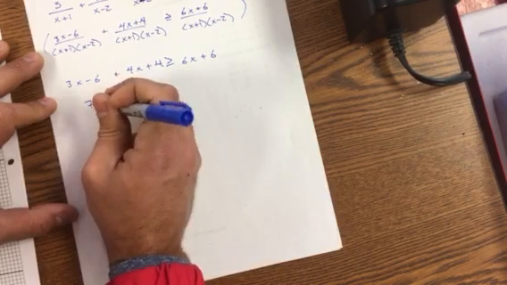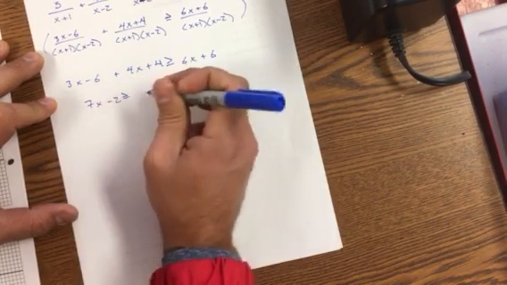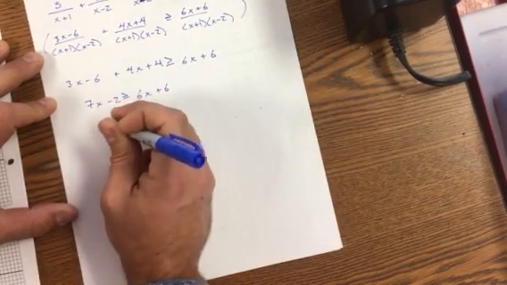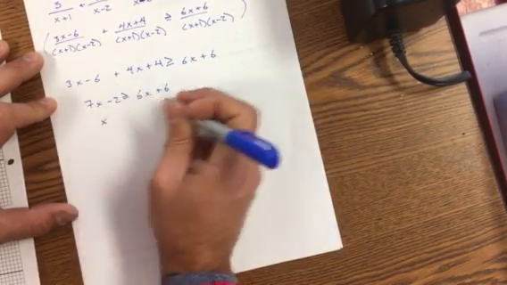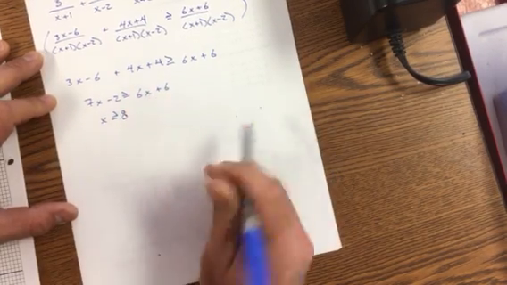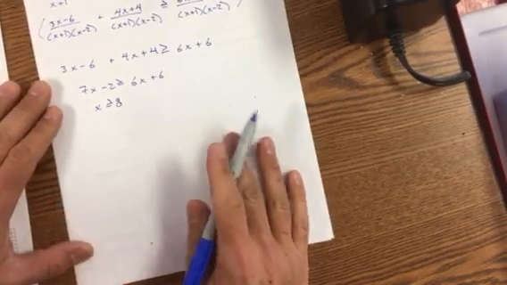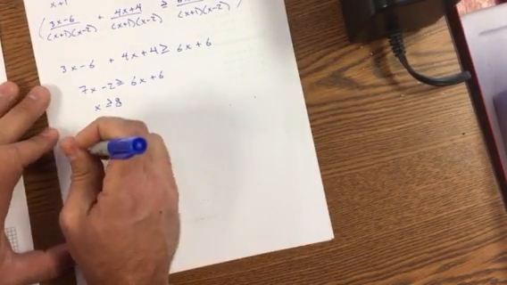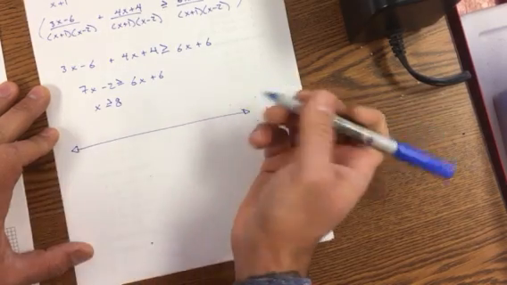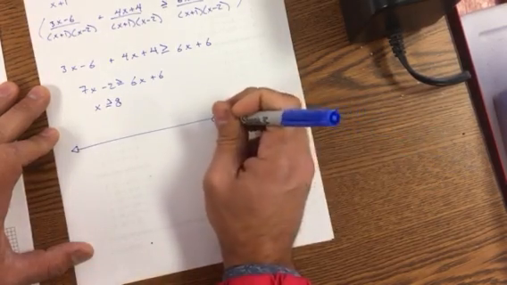I'm going to combine like terms. I'm going to get the x's to the same side, so I'm going to subtract that over, and I'm going to get the constants to the same side, so I'm going to add that over. And it tells me x is greater than or equal to 8. But on a number line, I have something funky happening. So I get 8, which is here, and it's included.